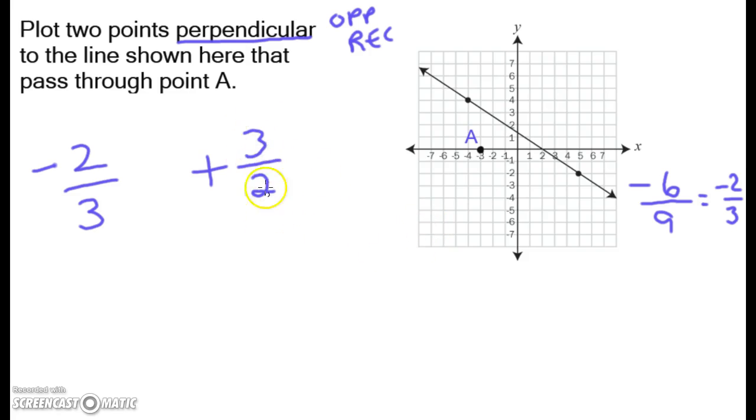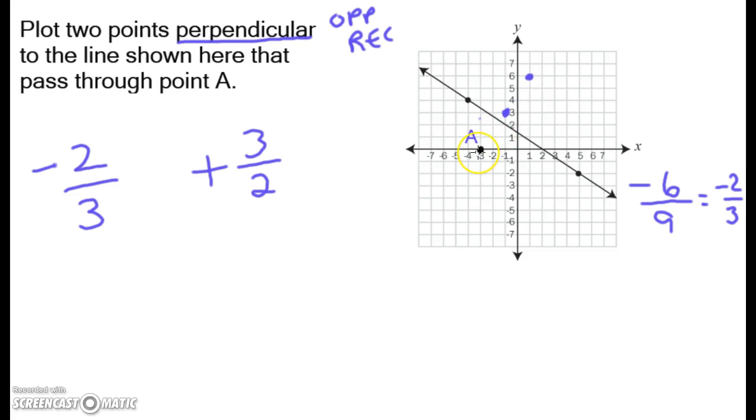Well, now we just need to count this slope off of point A. If we remember that slope is rise over run, from A, I would just need to go up 1, 2, 3, and over 2. So that would be one point that would be on the line perpendicular to this through point A. But remember that our question asked us to plot 2. So we can do one more going this direction again. We can go up 3 again and over 2 more and put us right here.